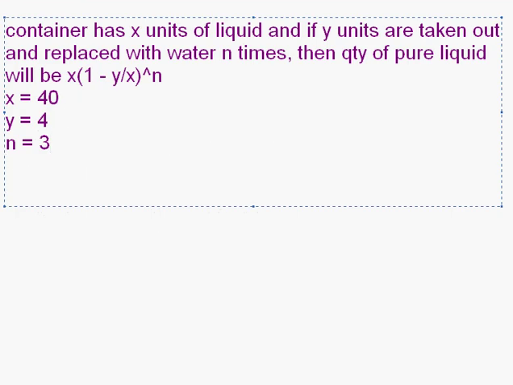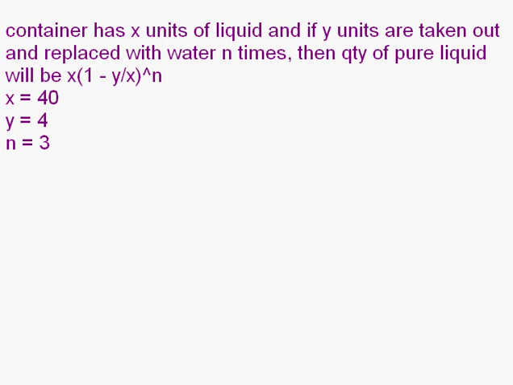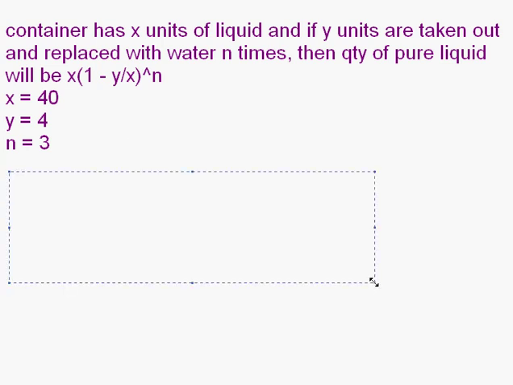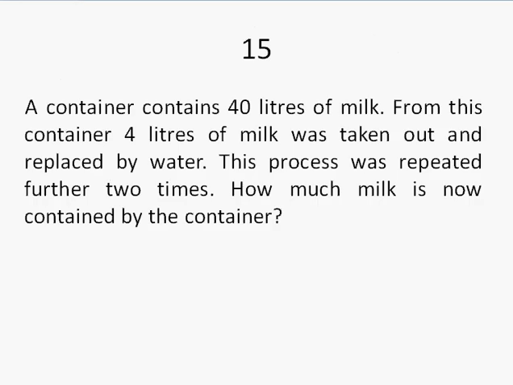So the equation can be written in this way now. We can write 40 times 1 minus, what is y? 4. What is x? 40, raised to power 3. If you solve it, you will get 29.16 liters. So 29.16 liters will be the amount of milk contained in the container, even if you're mixing a lot of water.